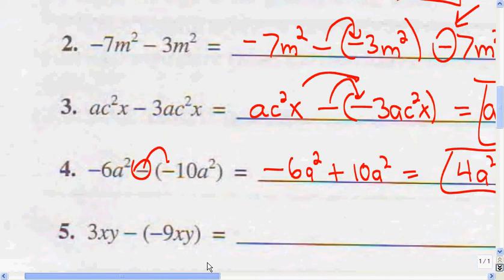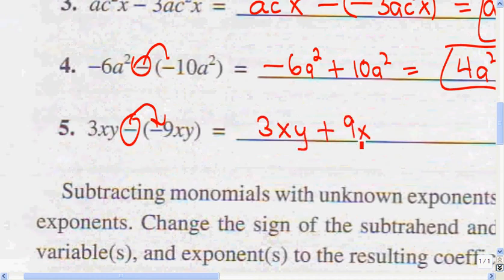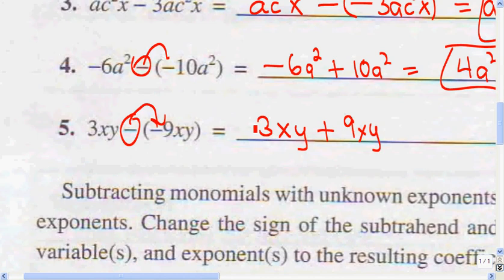Here they already subtracted for you. They did the subtraction, so this means take away the negative. What we get is 3xy plus 9xy. The signs are both positive, so we add, and what we get is 12xy, and that's our answer, 12xy.